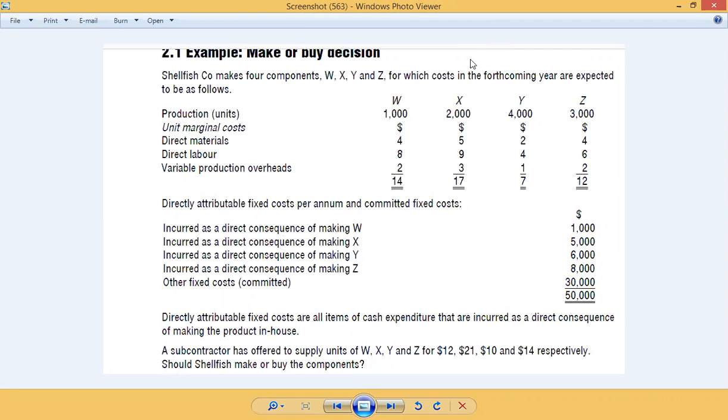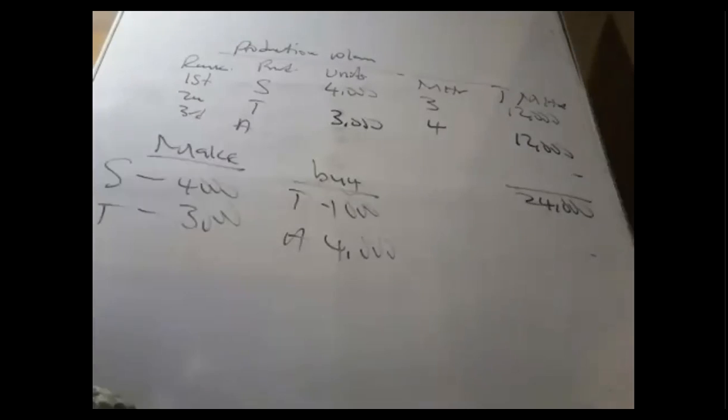So we said that there are two situations: when you're operating at full capacity and at spare capacity. Then I will pick a question where we combine the two together. So great. Okay, so let's go to the board again and just write make or buy.